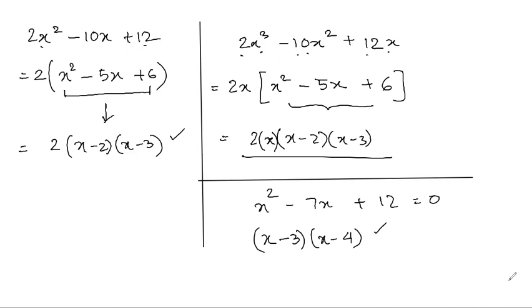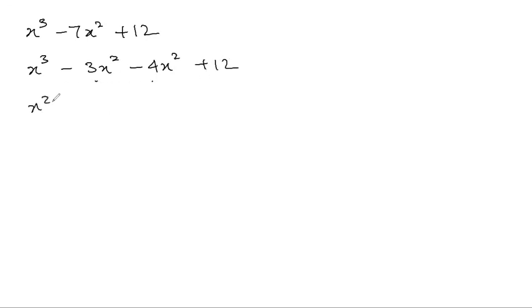But let's go back to what we had got: x cube minus 7x squared plus 12. Let's repeat that process: x cube minus 3x squared minus 4x squared plus 12. We did the same. But now x squared times x minus 3, minus 4 times x squared minus 3. Nothing really goes common, right? So even if you were able to do a middle term, it doesn't work.